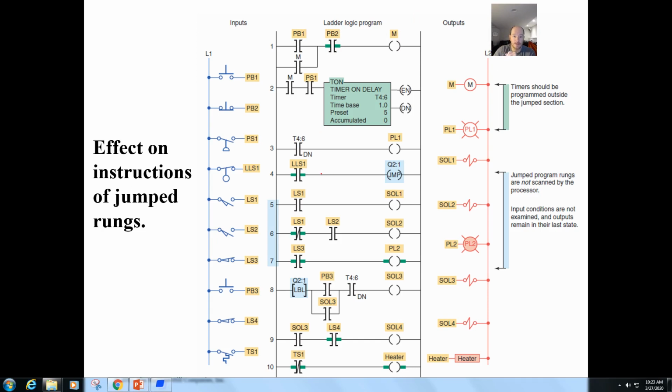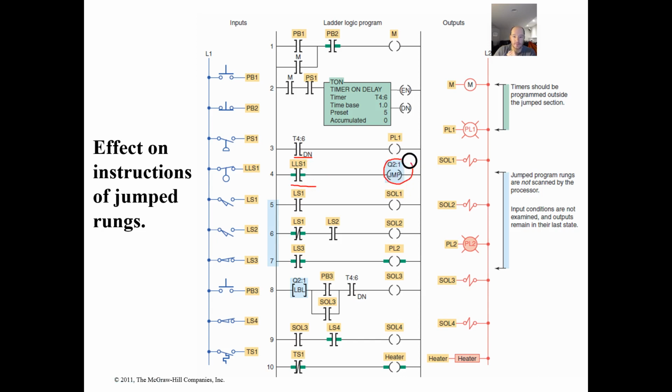So here's an example of it jumping over something in a much greater program. And you can see here, in this case, they're using this limit switch right here, I'm sorry, I underlined the wrong one, to activate the jump routine, okay? And then this will jump all the way down to here. So it would skip this entire part of the process, okay?